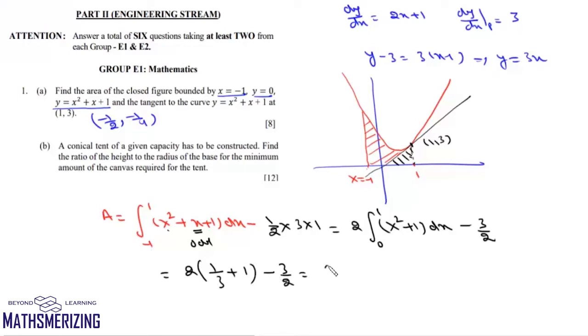So it will be 8 by 3 minus 3 by 2. So it is (16 minus 9) by 6, that is 7 by 6 square units. So the area of this closed figure is 7 by 6 square units. That is the answer to this part A.